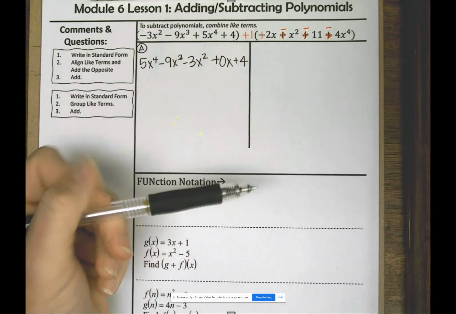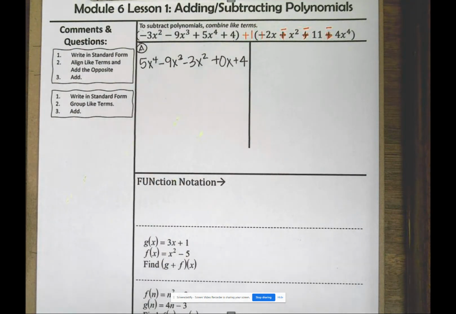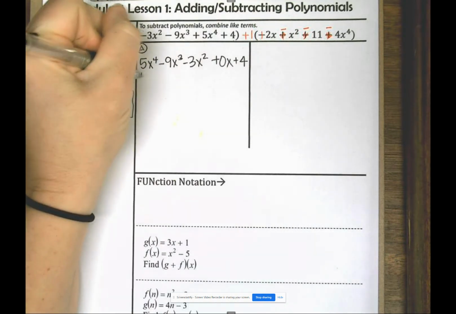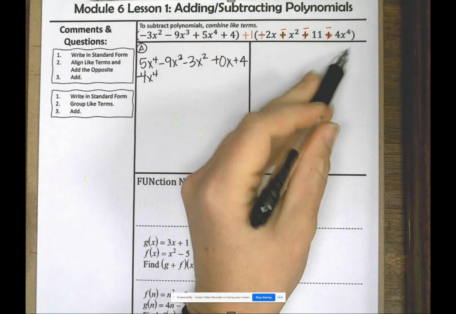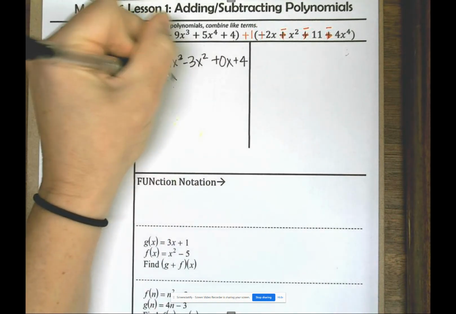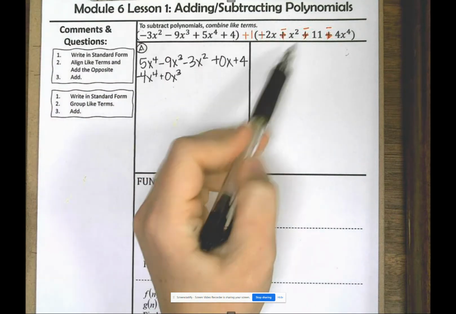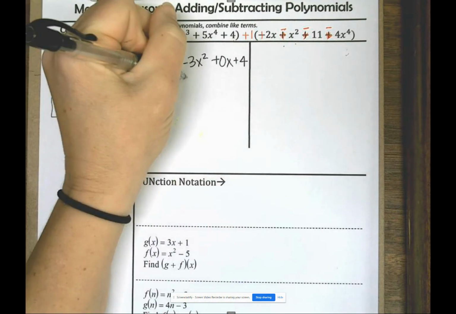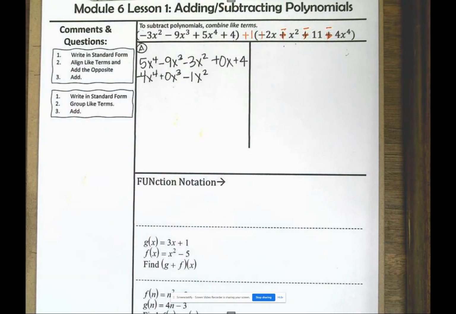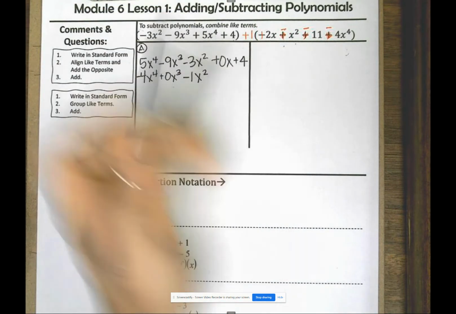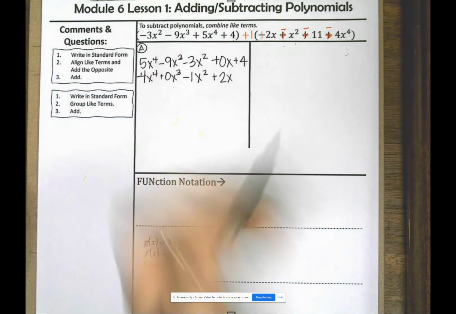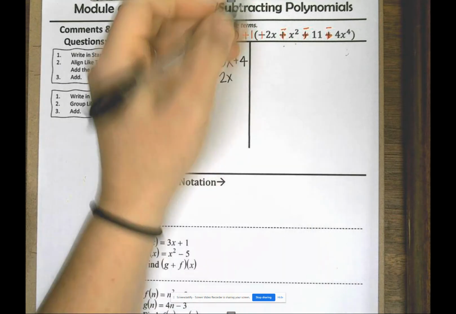And so once I've changed the signs, I'm no longer subtracting. Now I'm adding the opposite. So I'm going to put -4x to the 4th right here. My x cubed, I don't have one, so I'm going to put plus 0x cubed. My x squared is a negative x squared, or -1x squared, if you'd rather. My x value is a +2x, so I'm going to put plus 2x. And I don't see, oh, I do have a constant. -11 is my last term.